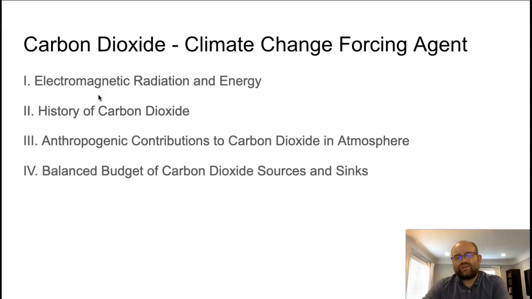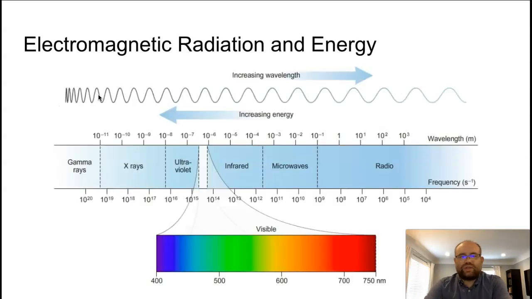So a forcing agent, those can be internal or external forcing agents. External to the Earth or internal to the Earth, kind of the physical processes that occur here on Earth. So let's start off with the electromagnetic spectrum. As you can see, it spans from gamma rays to radio waves with changing wavelengths and frequency.